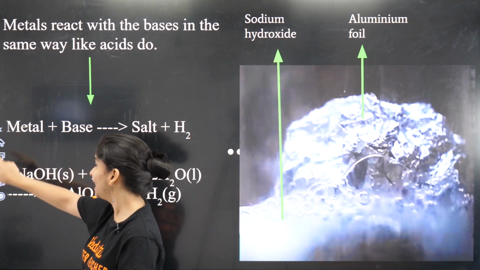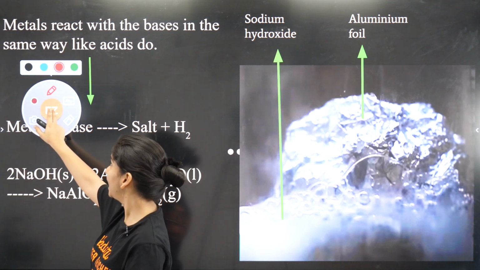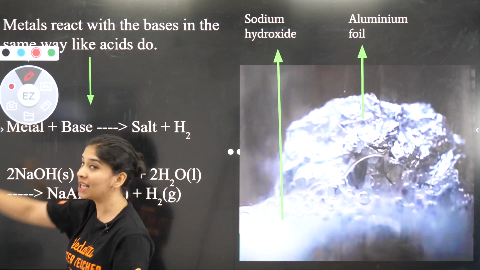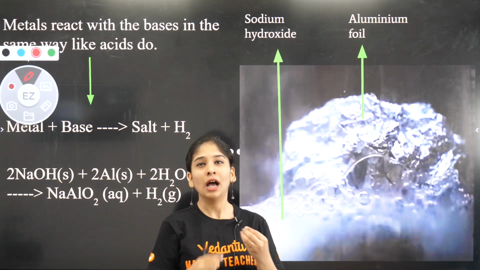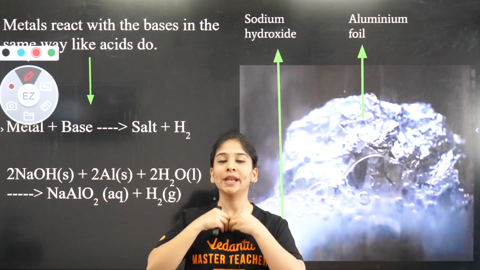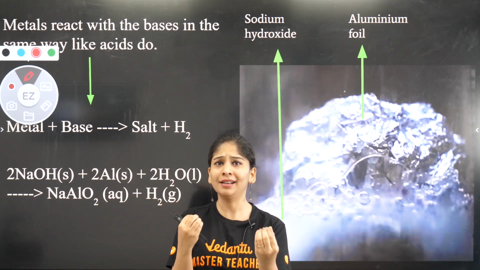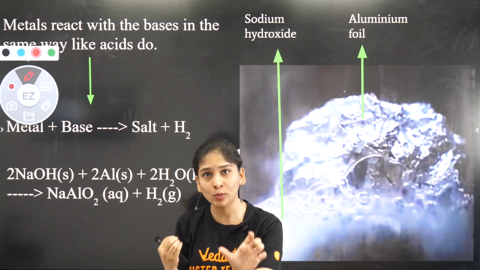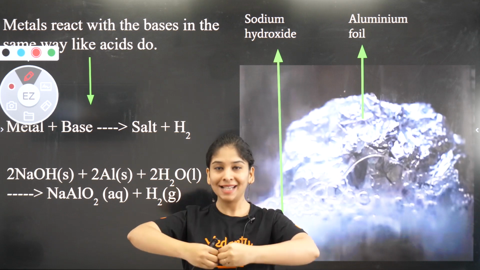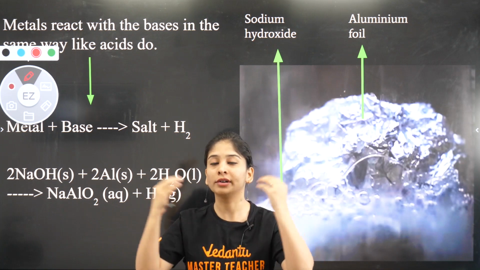Because this base, its nature is basic, right. And base has one more concept, that is, according to Lewis, a base donates an electron pair. Okay, so Lewis said that there is a type of base, we call it Lewis base, that can also donate an electron pair.